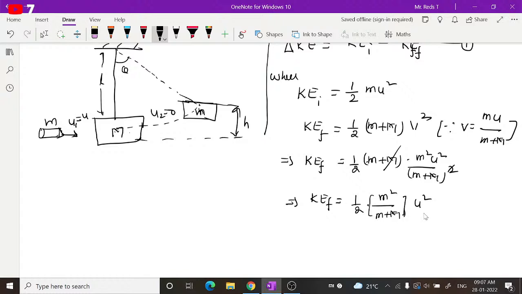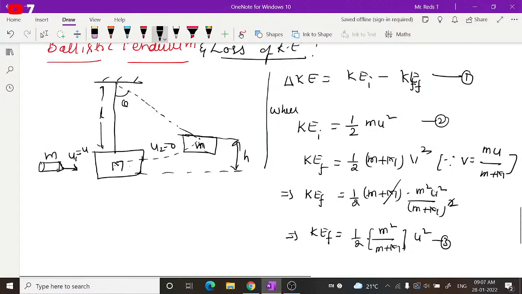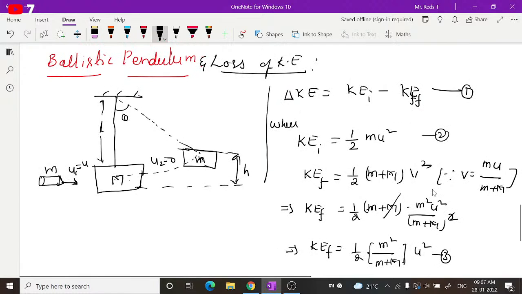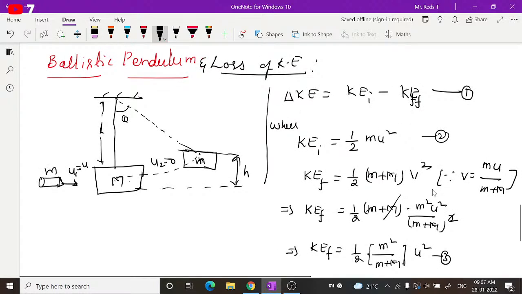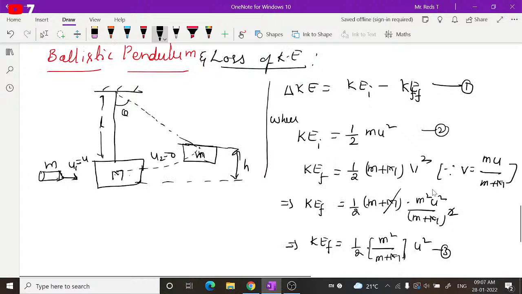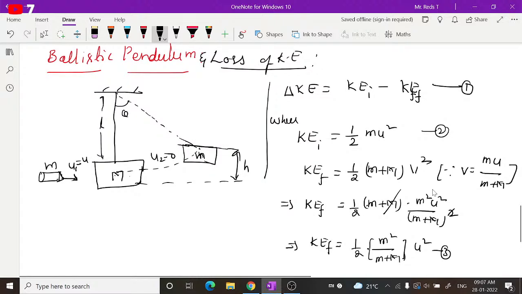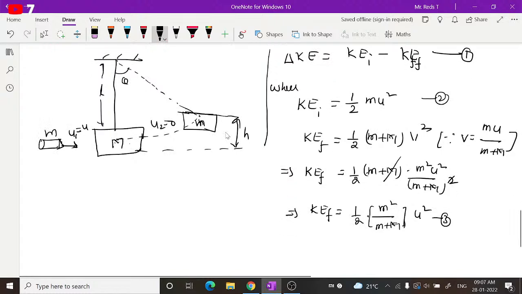Let us consider this is 2, this is 3, and substitute it here, guys, then you will get the loss of kinetic energy. But sometimes you will be asked to find the velocity of the bullet so that it has to rise to some known height. In such cases we have to deal in a different way, that we'll see. First let us finish this loss of kinetic energy part.